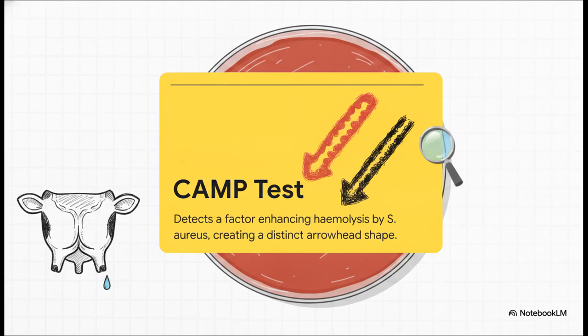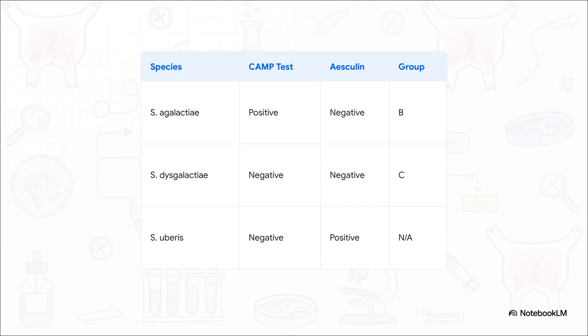A classic example is the famous CAMP test. We streak a line of our mystery Streptococcus perpendicular to a line of Staphylococcus aureus on a blood agar plate. Now watch this. Streptococcus agalactiae actually produces a unique factor that enhances the breakdown of red blood cells caused by the Staph aureus. So right where the two meet on the plate, they create this highly distinct, incredibly satisfying arrowhead-shaped zone of clearing. It's really cool to see.